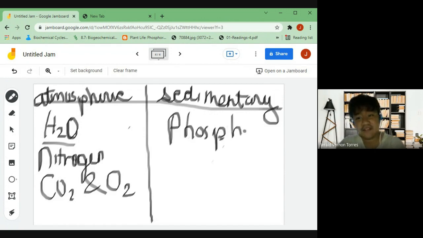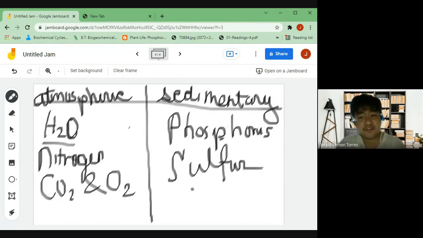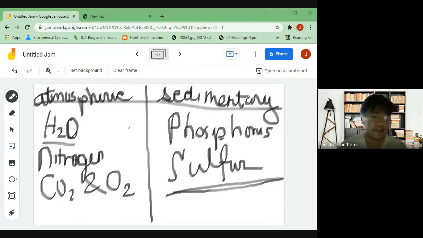The same goes for our sulfur, class. Remember that sulfur is the primary gas of your volcanic eruption, and because of that, it is stored in the geosphere. The sulfur cycle, rather, is an example of a sedimentary cycle.